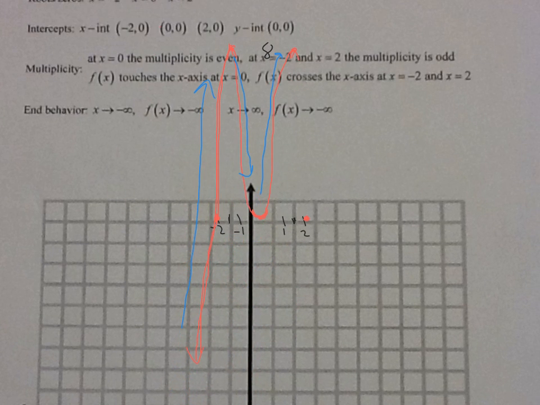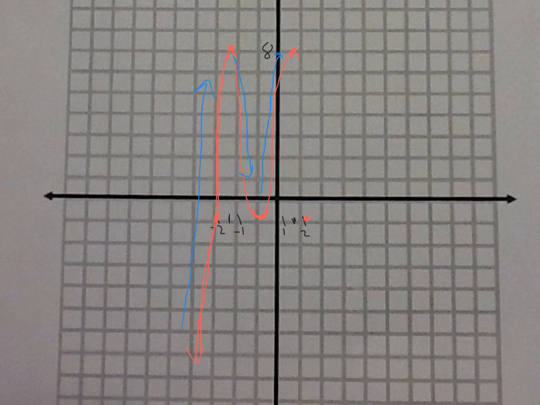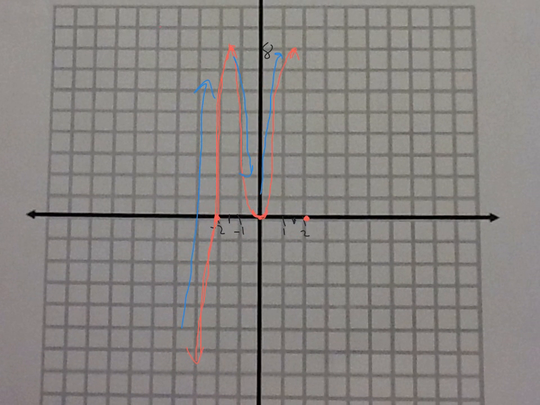And now, the last thing is my graph is going to decrease from 1.41 to infinity. Okay, so from here, my graph has got to cross at 2. All right, so that's one of my roots. So it's got to come down and cross at 2 like this. And notice now my graph is decreasing from 1.41 to infinity. All right, so let's try the next one.